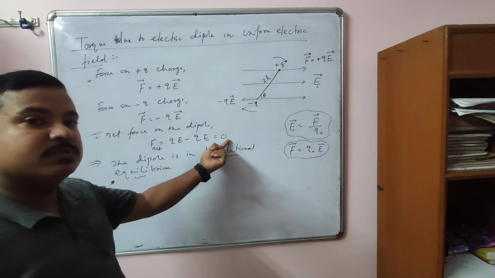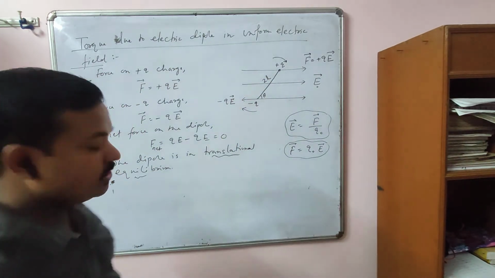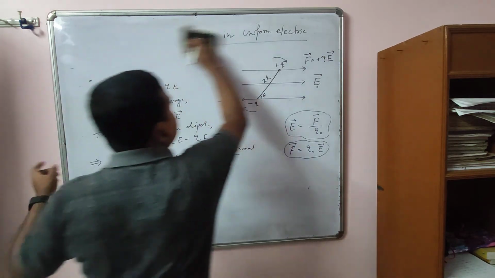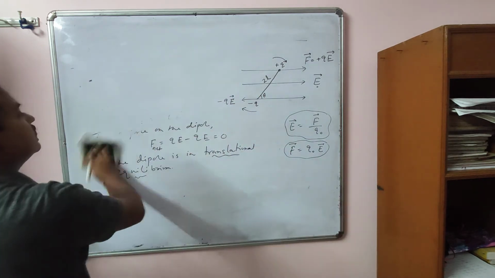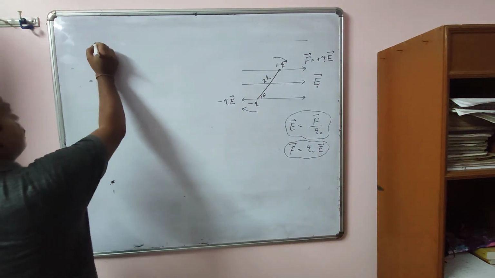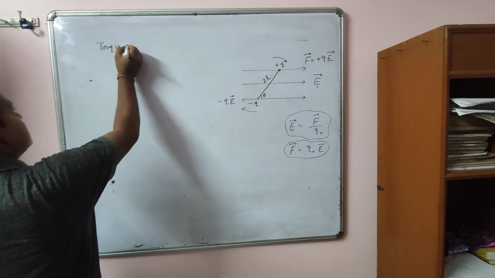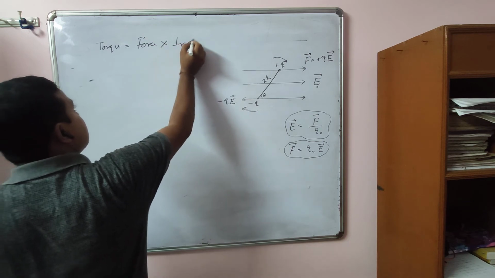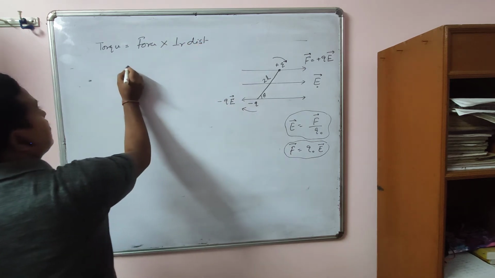Force is 0. Total force is 0. But torque is not 0. And what is torque here? So let me find out torque. What is torque here? So therefore torque is given by what? Force into perpendicular distance.